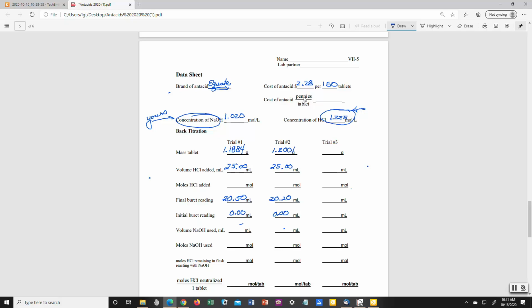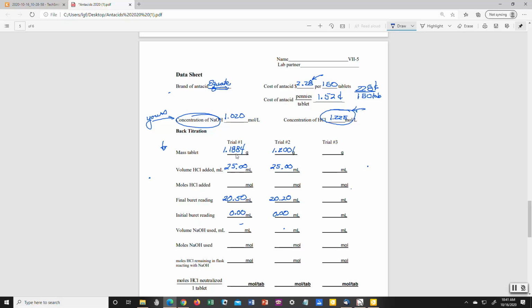So to begin with, the pennies per tablet, that's going to be important in some of our calculations. So all we're going to do is convert that dollar amount to pennies and divide it by 150 tablets. Again, this is going to be different for yours than it was for her. This is just an example. And it turned out when she did the math that each tablet cost 1.52 cents.